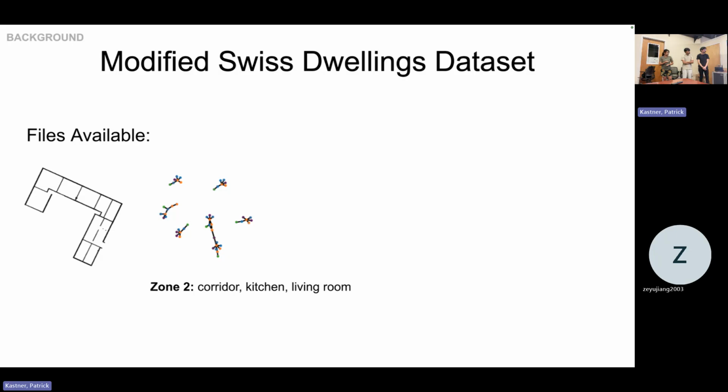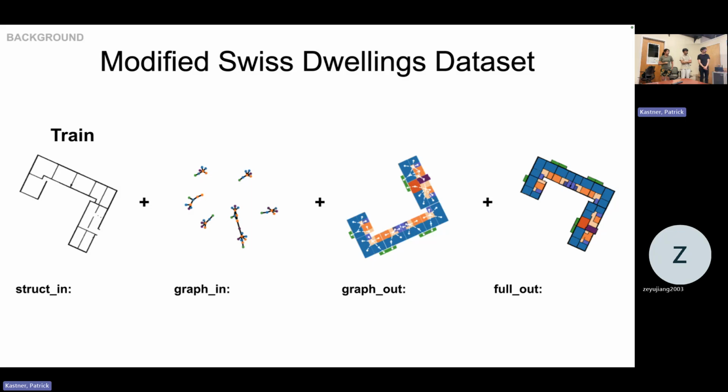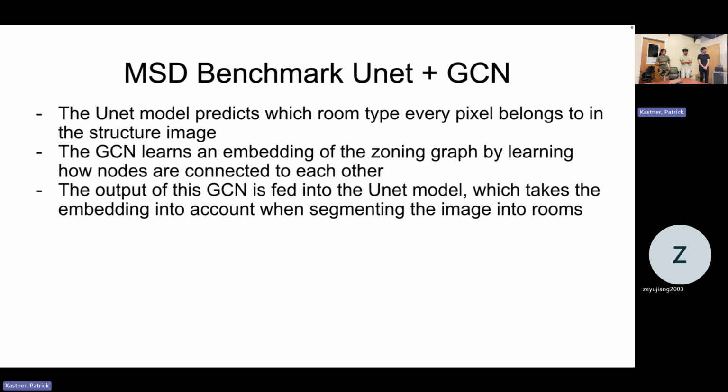Let's go back. Then there's also the specific rooms graph, where each node has a specific room, so it's a little more specific. And then we also have the actual floor plan with the rooms. For training, these 4 files are available. For tests, we only have the first 2. You can talk a little more about that.